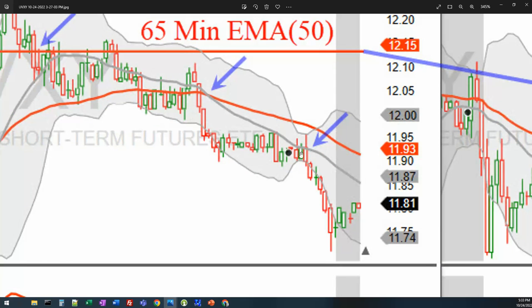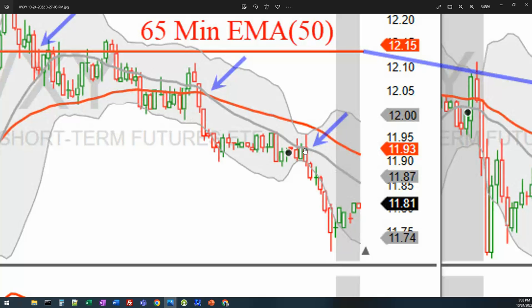Look at that. It just couldn't. It couldn't buy a lifeline. Okay. See, it tried to come up and hug the SMA 20, and no, I don't think so.